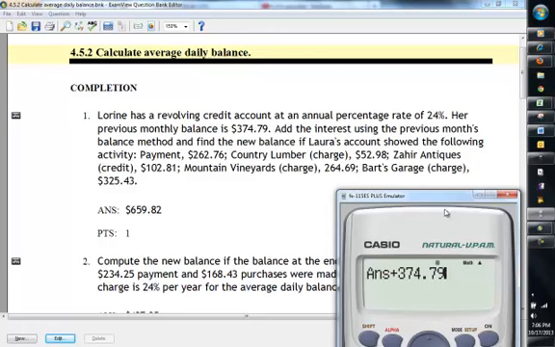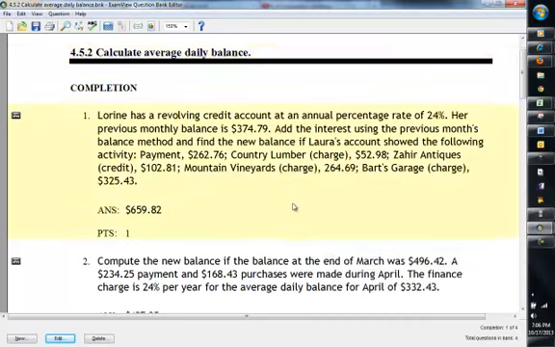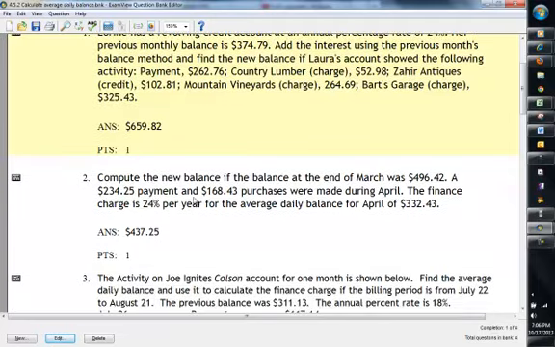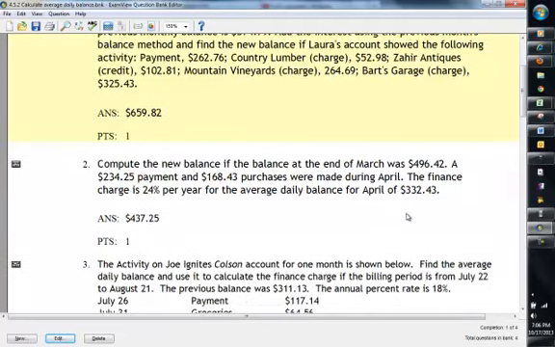And then she had these activities. Subtract the $262.76 that she paid, add the $52.98 that she charged, subtract $102.81 that she got in credit, add the $264.69 that she charged, and finally add the $325.43 that she charged, and we have $659.82.